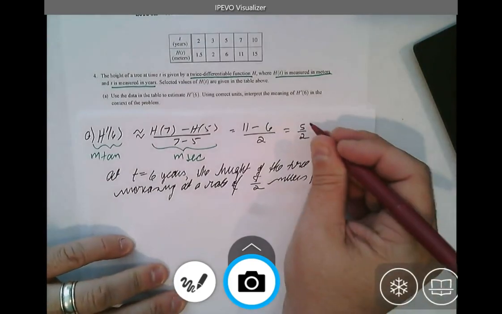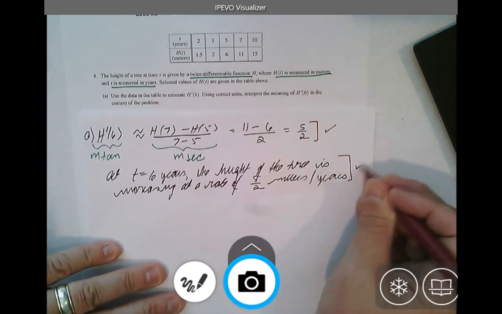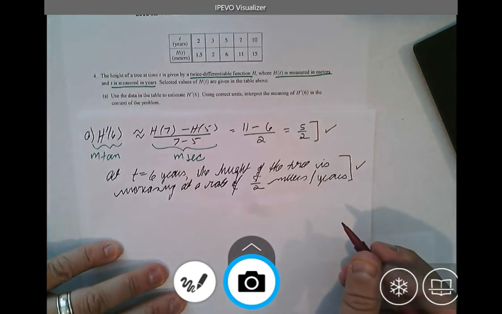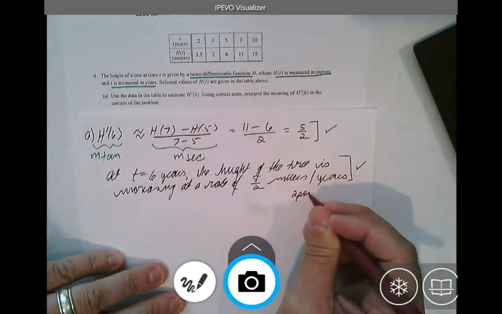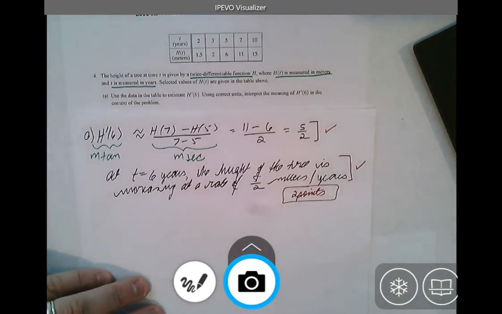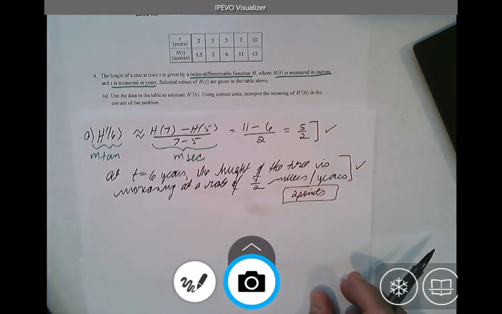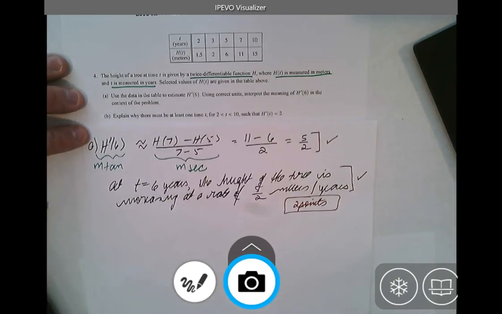Okay, so the College Board awarded 1 point for your estimate and 1 point for your interpretation, which had to include the appropriate units. So that is going to be 2 points for part A. Pretty typical question for the College Board to ask. Let's look at part B.